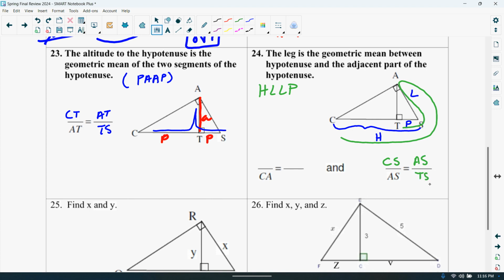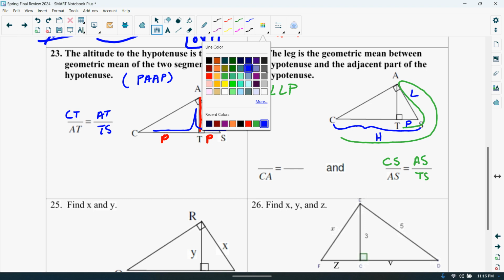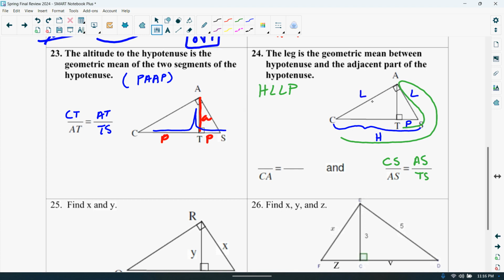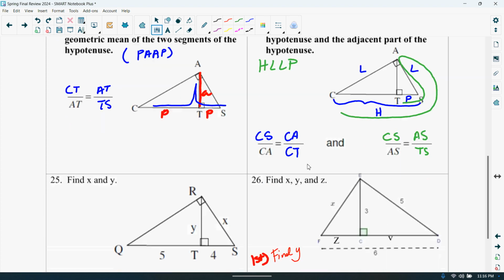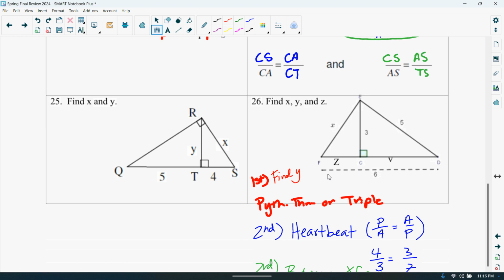Now, I can do that same boomerang going to the left leg. I could use this leg over here. So that would still be the hypotenuse CS to CA, and CA's adjacent part would be CT. So just recapping the setup, that's what you're using to solve for your variable here.